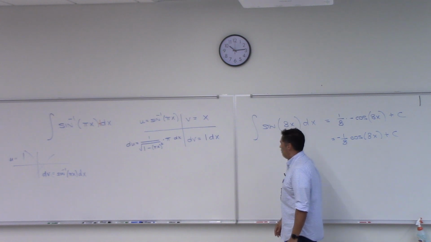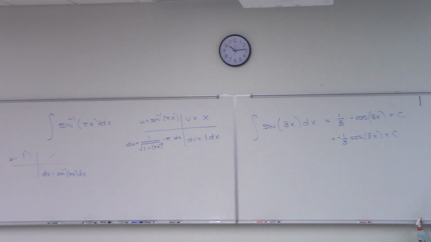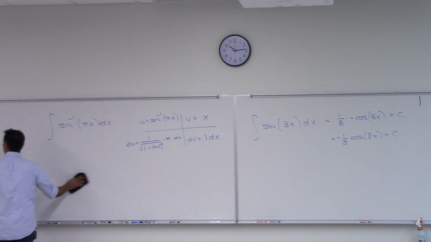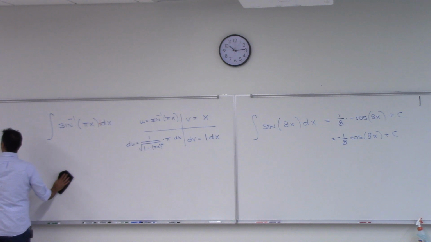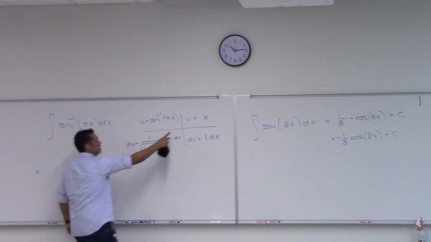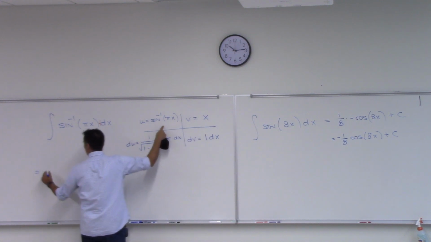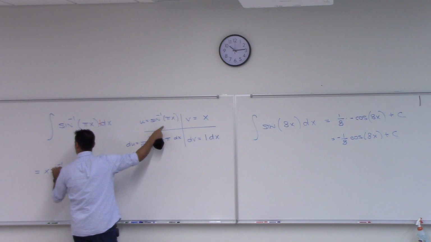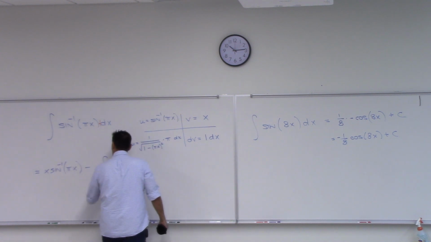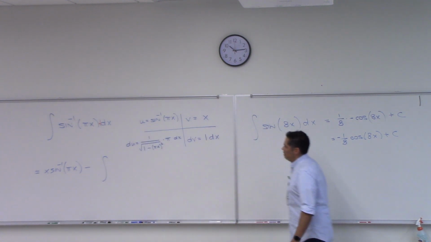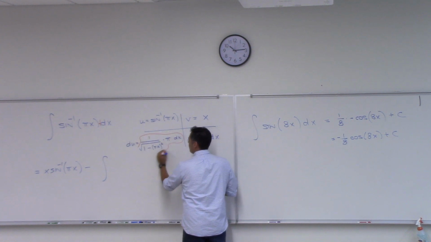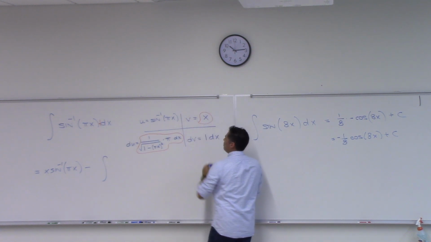All right, so I'm going to write things out using the formula: uv minus integral of v du. So this becomes uv off of this table, these two multiplied together. I'll put the x in front of the inverse sine of pi x, minus, leave some space, the new integral. All of this times that is what goes into the new integral.